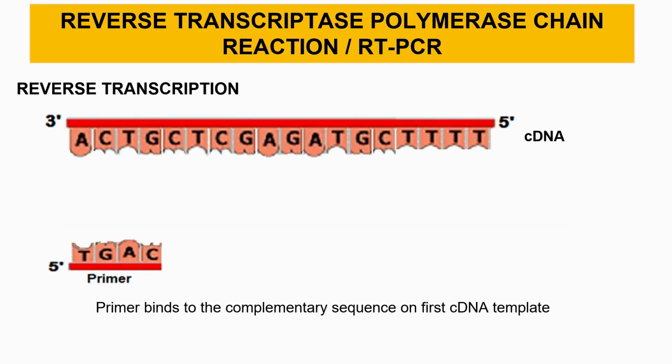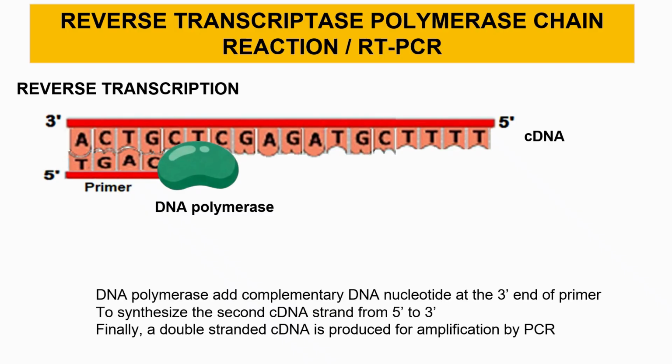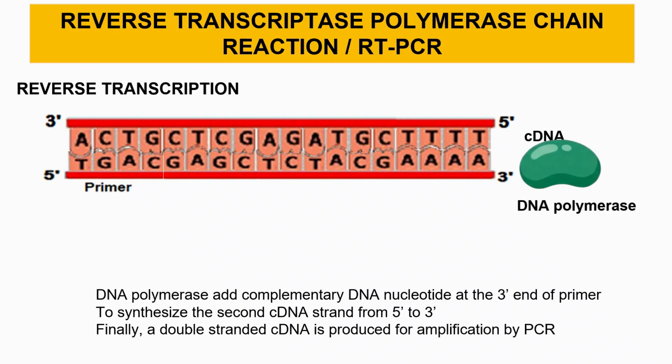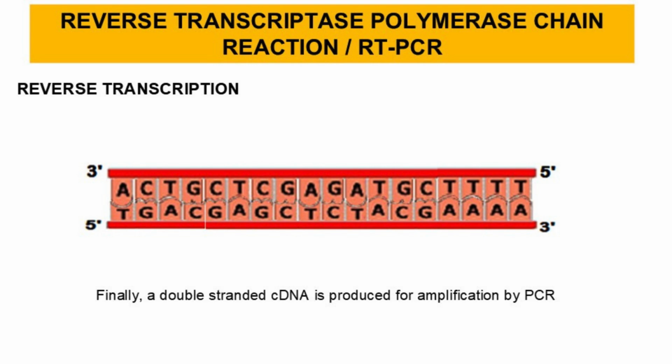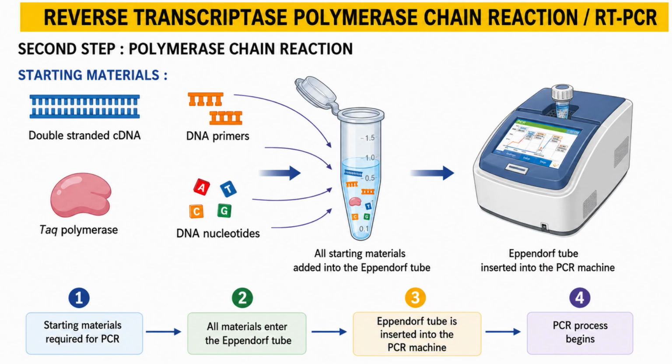Another primer binds to the cDNA strand and provides a starting point for DNA synthesis. DNA polymerase then adds DNA nucleotides to synthesize the second DNA strand in the 5' to 3' direction. As a result, a double-stranded cDNA molecule is produced. This double-stranded cDNA can now be used as the template for amplification during the PCR stage. After the reverse transcription step, double-stranded cDNA is produced and serves as the template for PCR amplification.